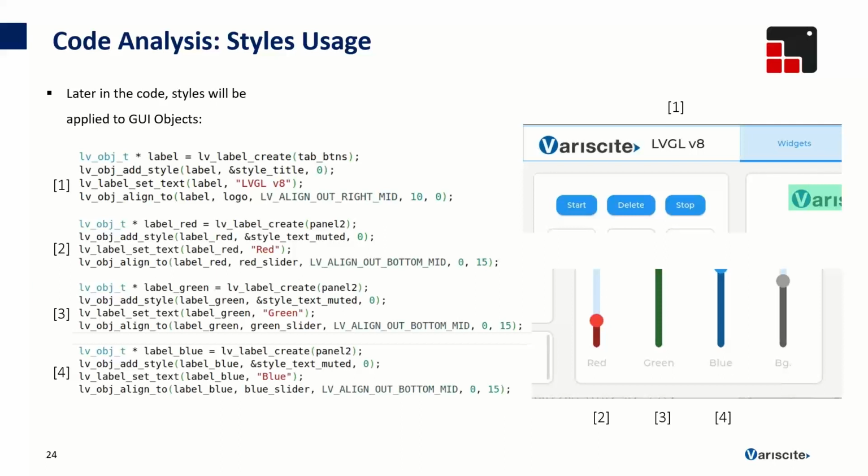Then we have the sliders, the three sliders for the color. And you can see that we applied the style text muted to create the word red, and the same for green and blue. And so the label is grayed. And we also position the label according to the position of the slider. So we use once again the align tool. We align the label to the slider, setting it in the middle at the bottom, applying an offset of 0x and 15y. This is how it works for the very first widgets that we are using.